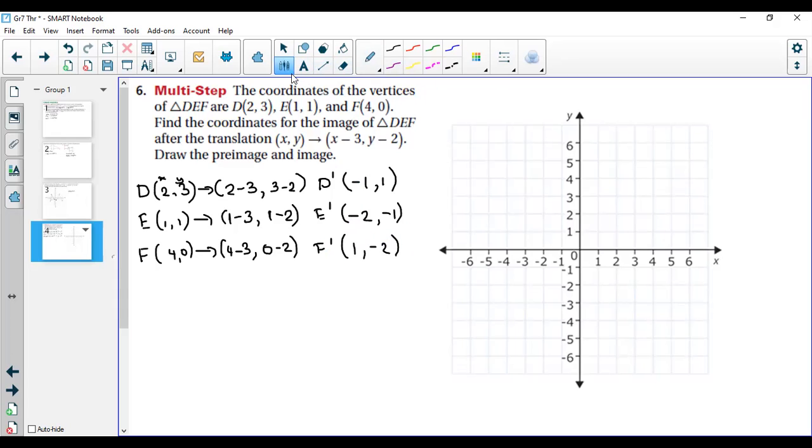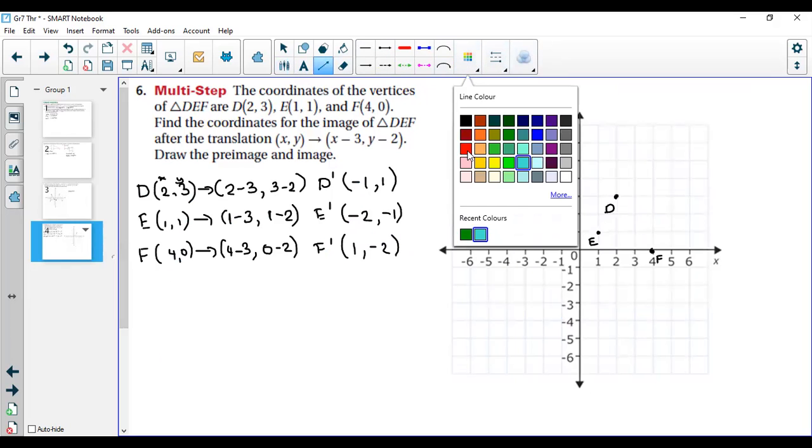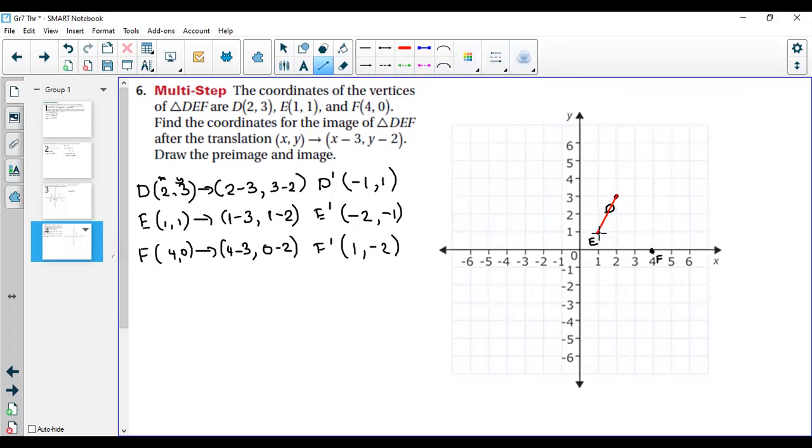So let's start drawing now. First, let's draw the pre-image. So for the pre-image, D is 2 and 3, that's here. So this is D. E is 1 and 1 here. And F is 4 and 0. So F is here. So let's join them. So D to E, E to F, and D to F. So this is the triangle.